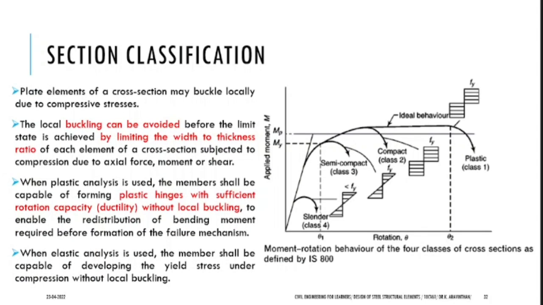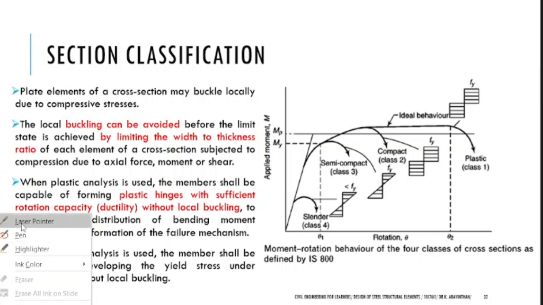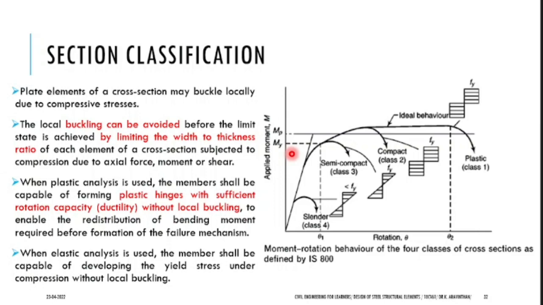Section classification. There are 4 types of sections, classified as per IS 800. This study in module 1 deals with plastic analysis. See, a material goes through different stages. First is the elastic stage. You can see this is moment by rotation, which you can relate to the stress-strain graph. This is equivalent to that. You have moment on one axis, and on the x-axis you have rotation.